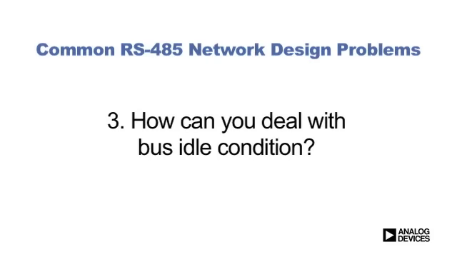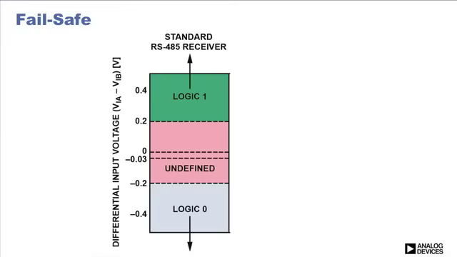How can you deal with the bus idle condition? The bus idle condition can occur in terminated multipoint applications when the transceivers connected on the bus are all in receive mode simultaneously. This will cause the differential voltage on the bus to be close to 0 volts, at which the receiver output is actually undefined. Random data will appear on the UART and can cause erroneous system operation.